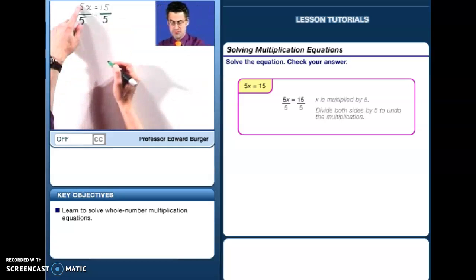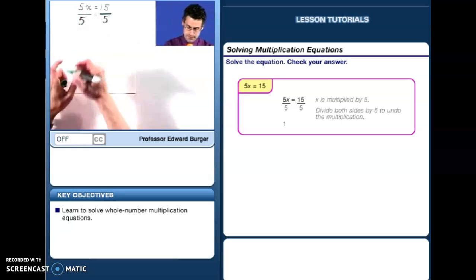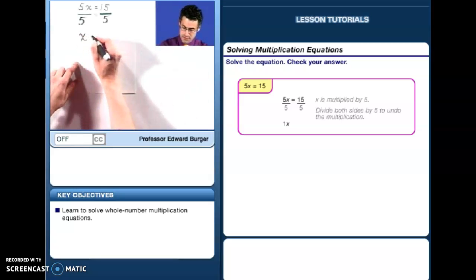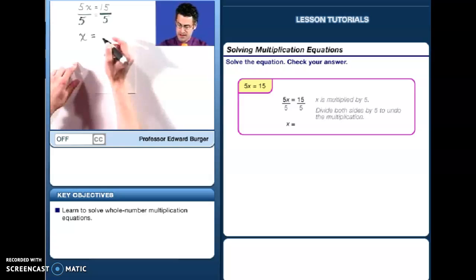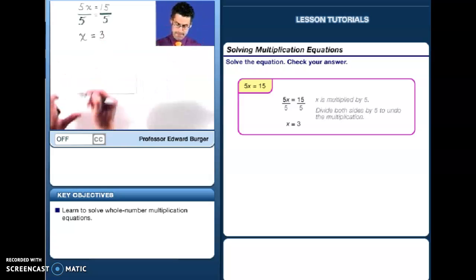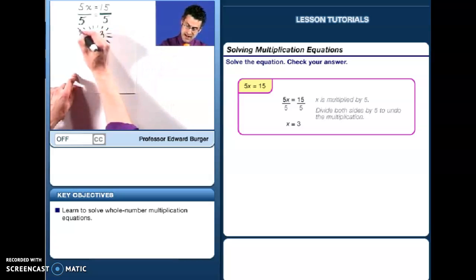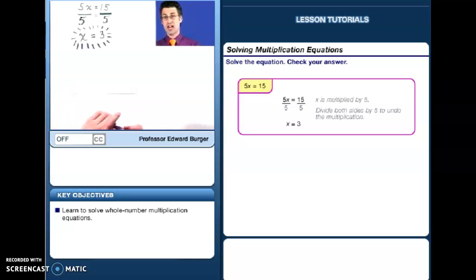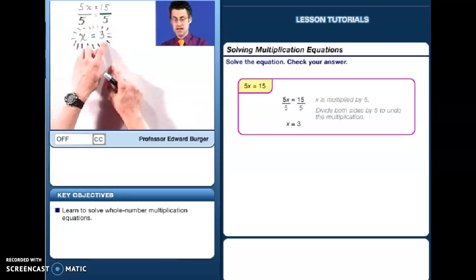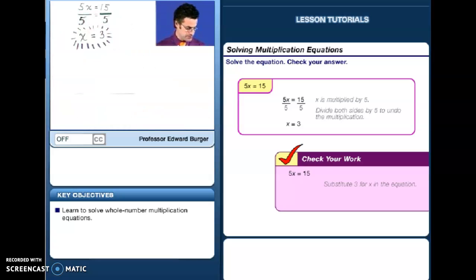Well, now notice that 5 divided by 5, that just cancels and I get 1. So I have x equals, and 15 divided by 5 is 3. So there's my answer, x equals 3. And the question is, is that the correct answer? Well, it's easy. We can actually check to see. How would you check? We'll just replace this unknown x by this 3 and see if the original equation is satisfied. So let's check it.